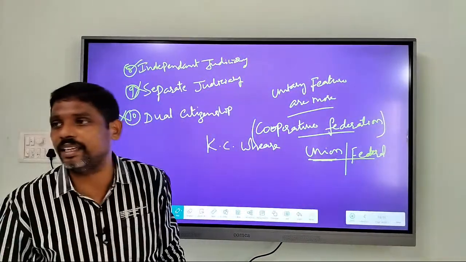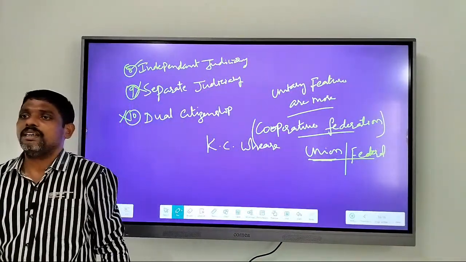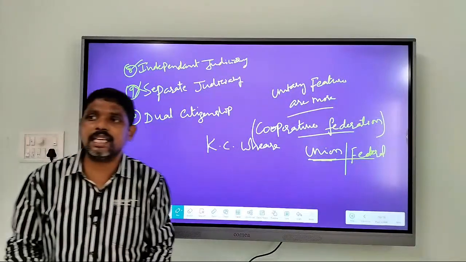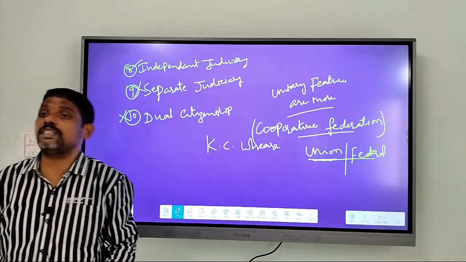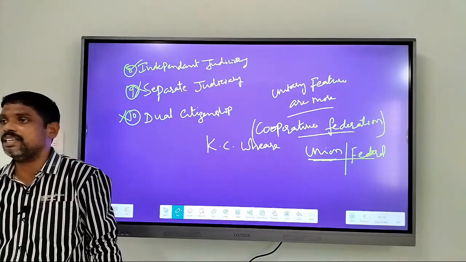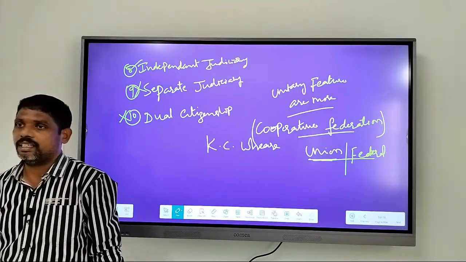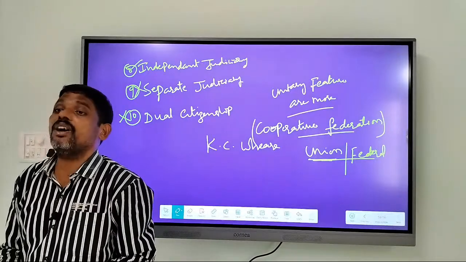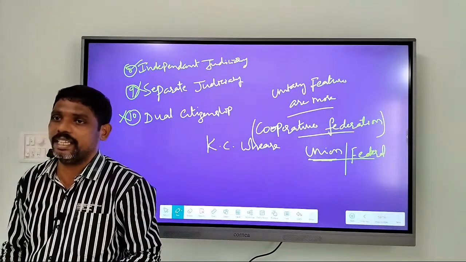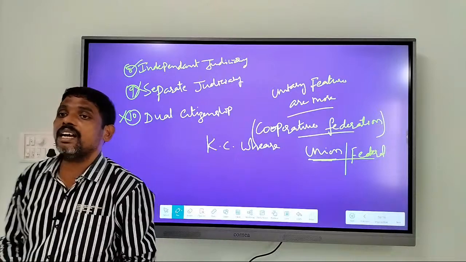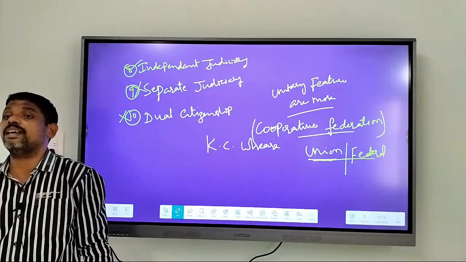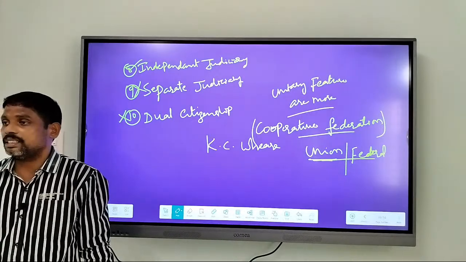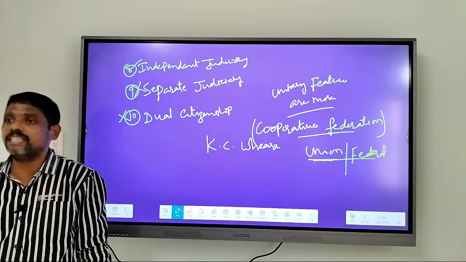There was a big debate whether India should be a union or a federation. Pakistan has declared itself a federal country, whereas India is a unitary country. This is based on the historical backdrop, the integration of states that took place in India. India had almost 546 princely states, so it was the hardest task for Sardar Vallabhbhai Patel to integrate all these states.